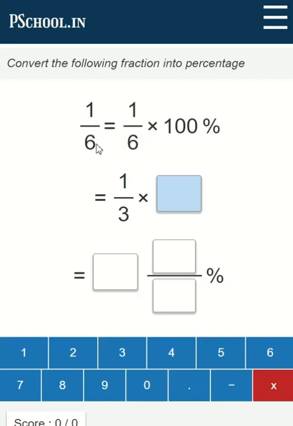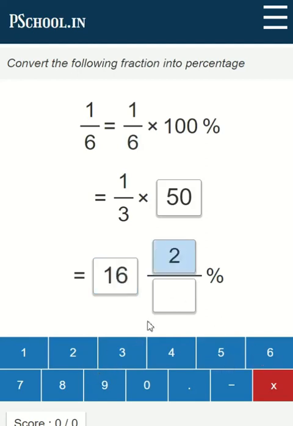It is not possible to convert the denominator as 100 directly, so we have to multiply the fraction with 100. So the common factor between 100 and 6 is 2. So let us divide both by 2, so we get 50 here and 3 here. So here we get 50 by 3, which is an improper fraction. We need to convert it into mixed fraction. So if we divide 50 by 3, we get 16, 2 by 3.